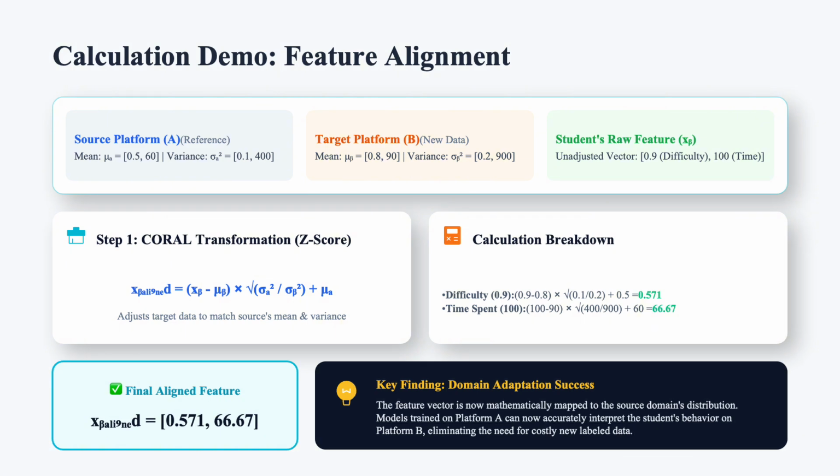Let's walk through a concrete example. We have a source platform A with a known data distribution and a target platform B with a different distribution. A student on platform B has a raw feature vector. We apply a transformation that adjusts this vector to match the mean and variance of the source platform. The resulting aligned feature now looks like it came from platform A. This allows the model, which was trained on A, to accurately interpret and predict the student's performance on B without needing any new labeled data from B.